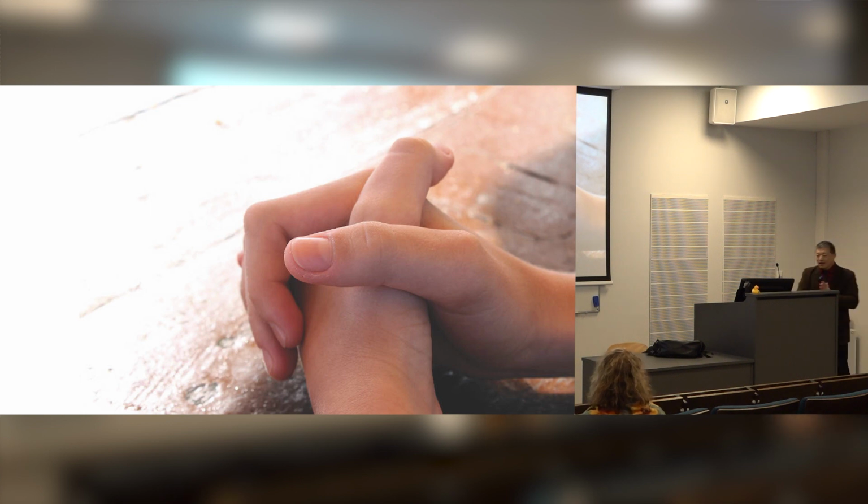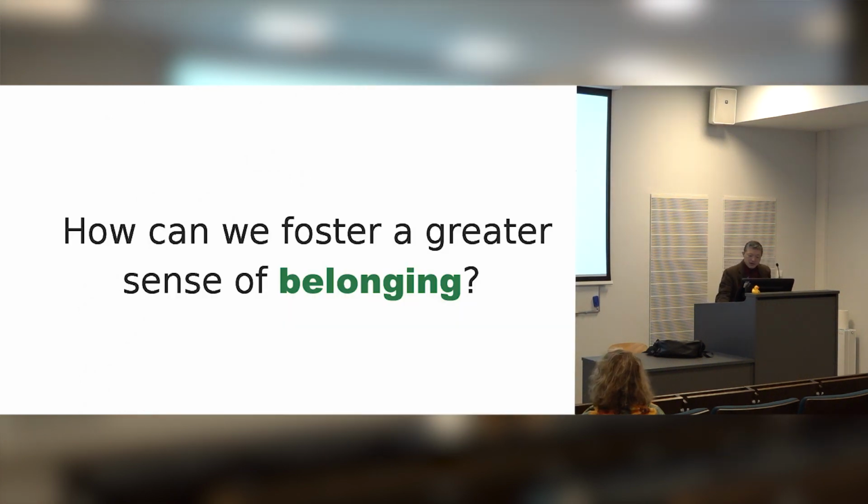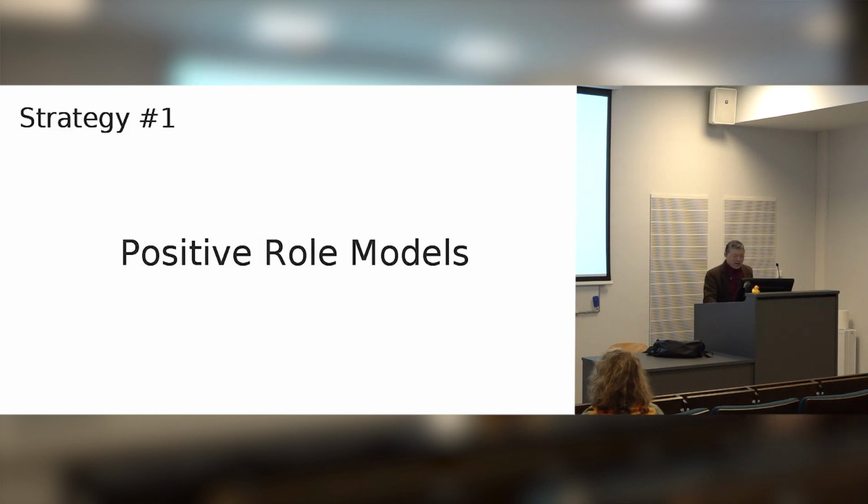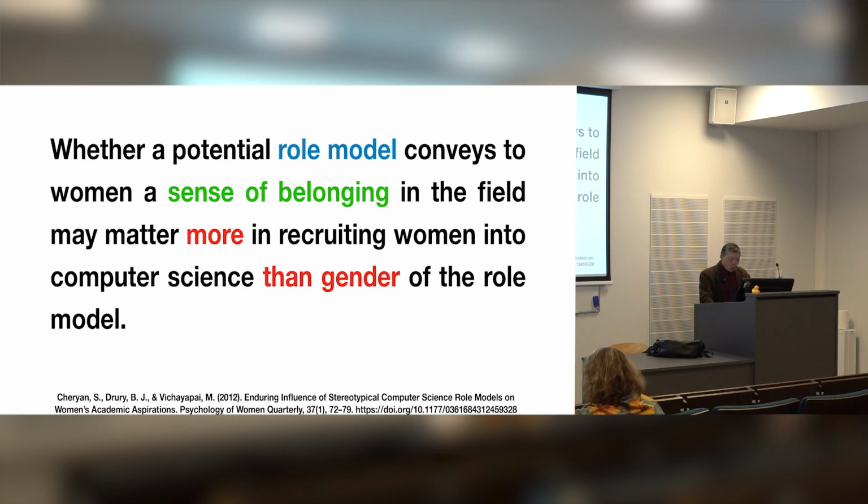So that's a bit about fitting in. This is my question: how do we foster a greater sense of belonging? And so to get to those 7 points, or 6 points, the first strategy is really providing positive role models. And whether a potential role model conveys to women a sense of belonging in the field may matter more in recruiting women into computer science than the gender of the role model.